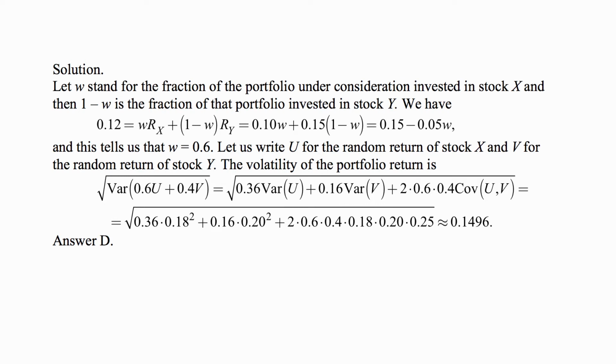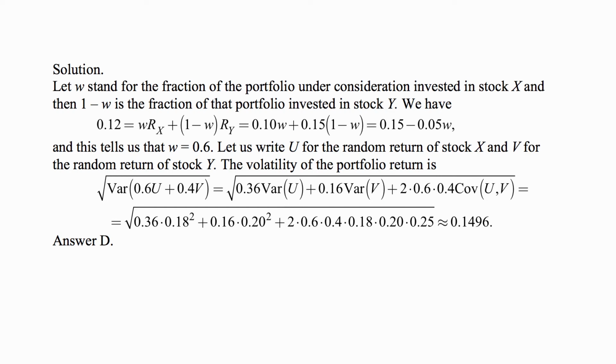And that's 0.10 times W plus 0.15 times 1 minus W, and that's 0.15 minus 0.05 W, from which we see that 0.05 W has to be equal to 0.03, so that W has to be equal to 0.03 divided by 0.05. So 0.15 minus 0.12 is 0.03, divided by 0.05, so 3 divided by 5, which is 60% or 0.6. So W is 0.6, 1 minus W is 0.4.